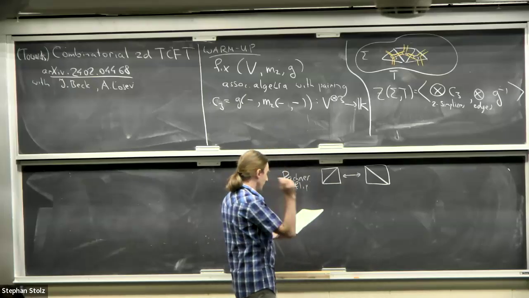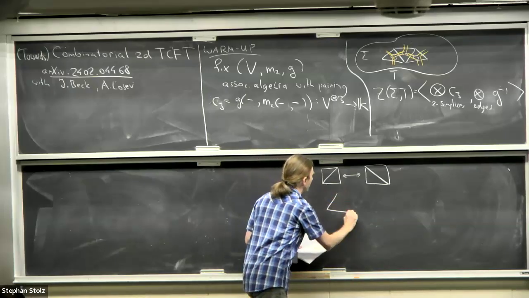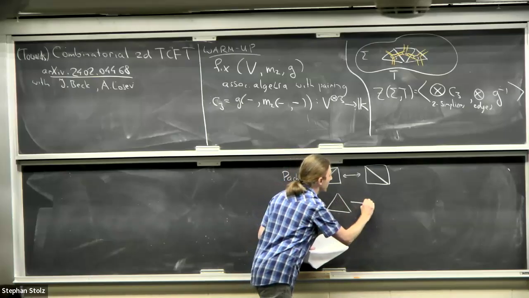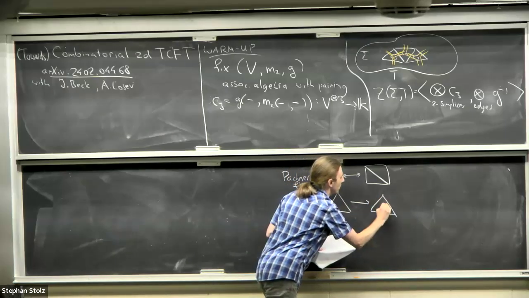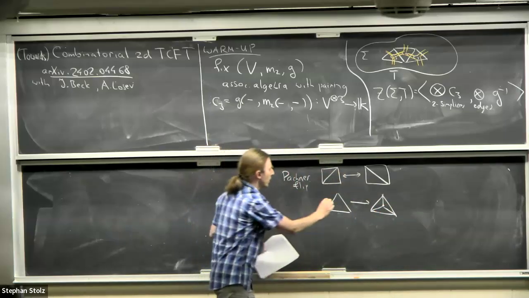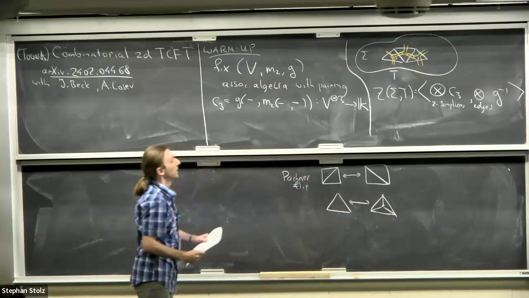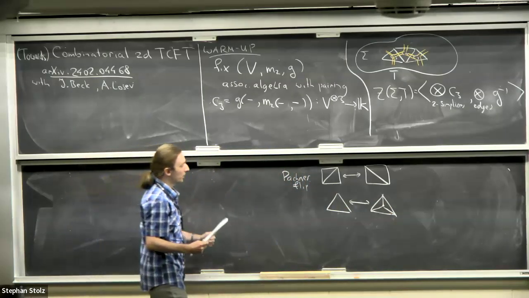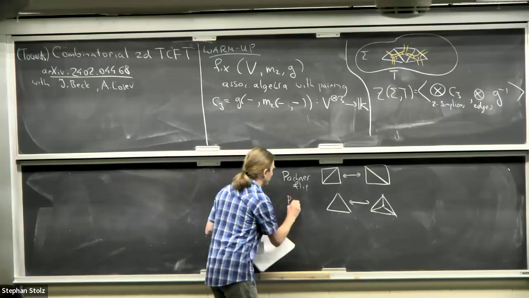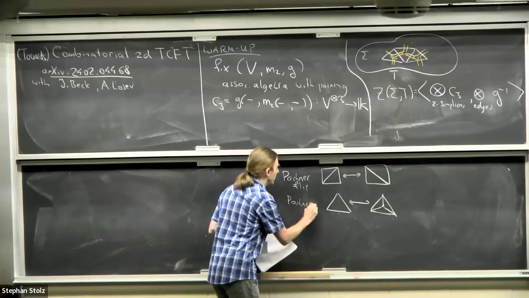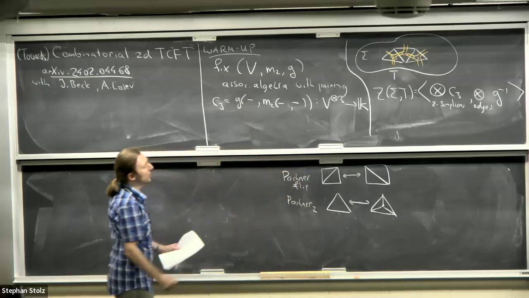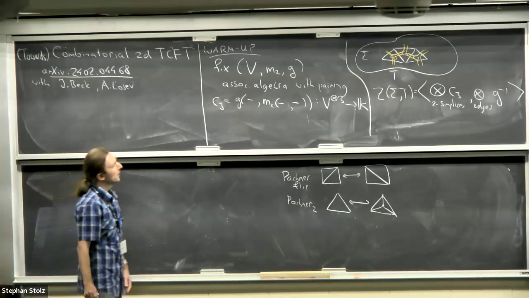And the other move is that I can take a triangle and put a new vertex inside it and subdivide it into three triangles. Or I can reverse it, so I can move from this picture back. Let me call it the second Pachner move, or stellar subdivision, stellar aggregation, depending on the direction of that move.